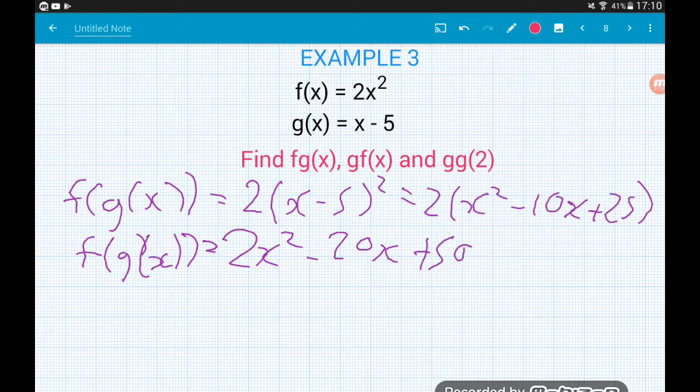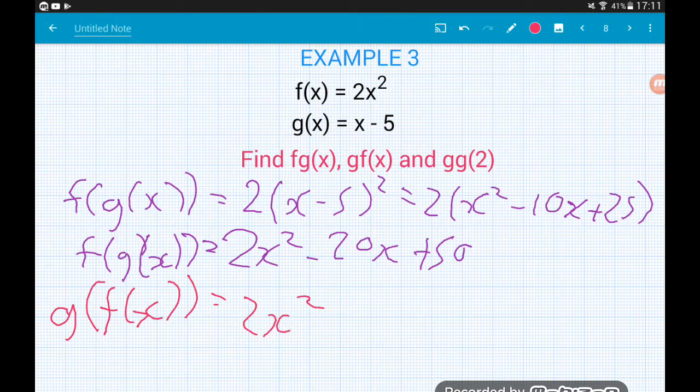Let's just get the colour scheme going to show we've changed the question. So now we want to find g f of x. Now this is going to be a lot more straightforward. For g f of x, this time we're substituting the f function into the g function. The f function is 2x squared. Any x in the g function becomes 2x squared. So g f of x is just going to be 2x squared minus 5. Much nicer.